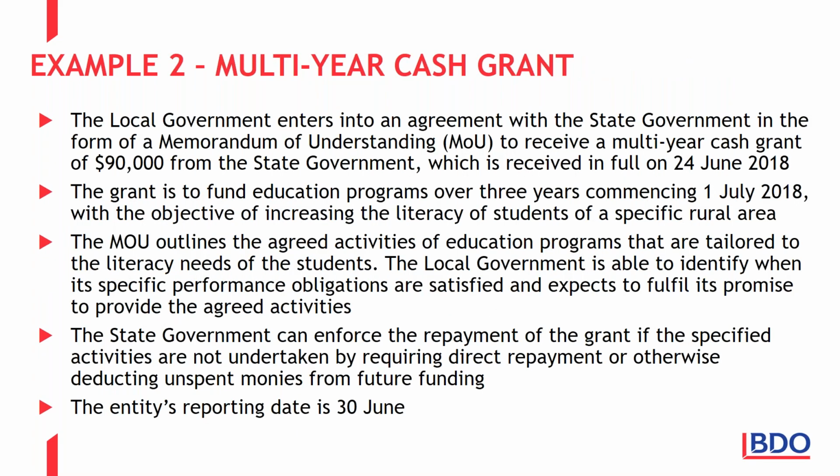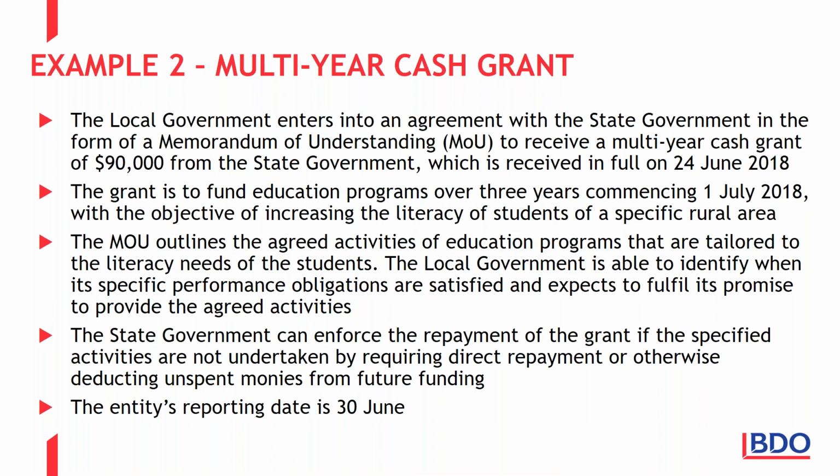Another example, in this example, we've got a multi-year cash grant. So the local government enters into an agreement with the state government in the form of a memorandum of understanding to receive a multi-year cash grant of $90,000 from state government. And it's received in full on the 24th of June. And I want you to just take note, it's received in full on the 24th of June. The grant is to fund education programs over 3 years commencing 1 July 2018, with the objective of increasing the literacy of students of a specific rural area.